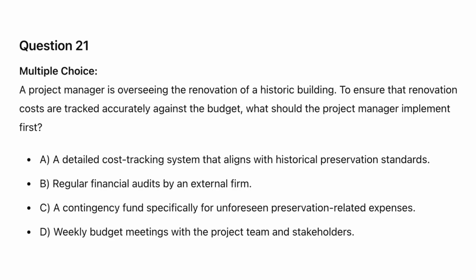Question 21. A project manager is overseeing the renovation of a historic building. To ensure that renovation costs are tracked accurately against the budget, what should the project manager implement first? A. A detailed cost tracking system that aligns with historical preservation standards. B. Regular financial audits by an external firm. C. A contingency fund specifically for unforeseen preservation-related expenses. D. Weekly budget meetings with the project team and stakeholders.